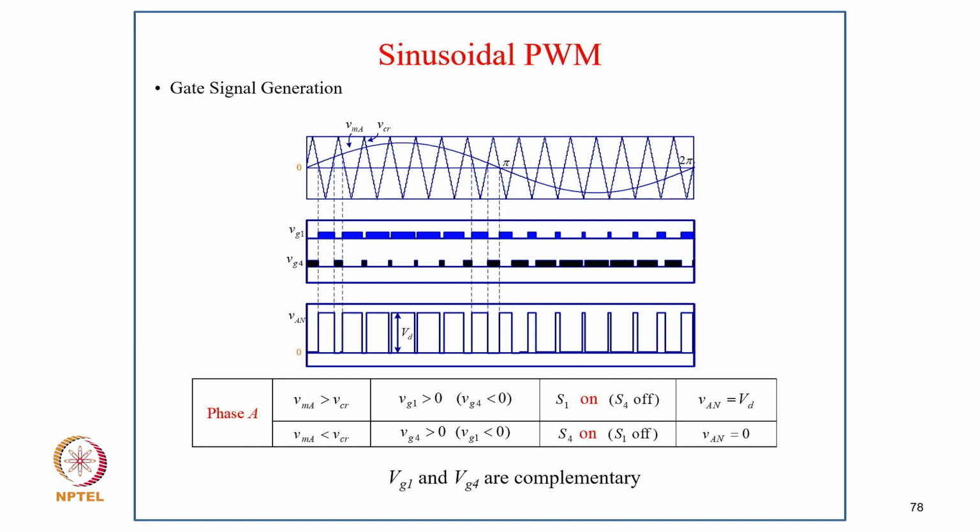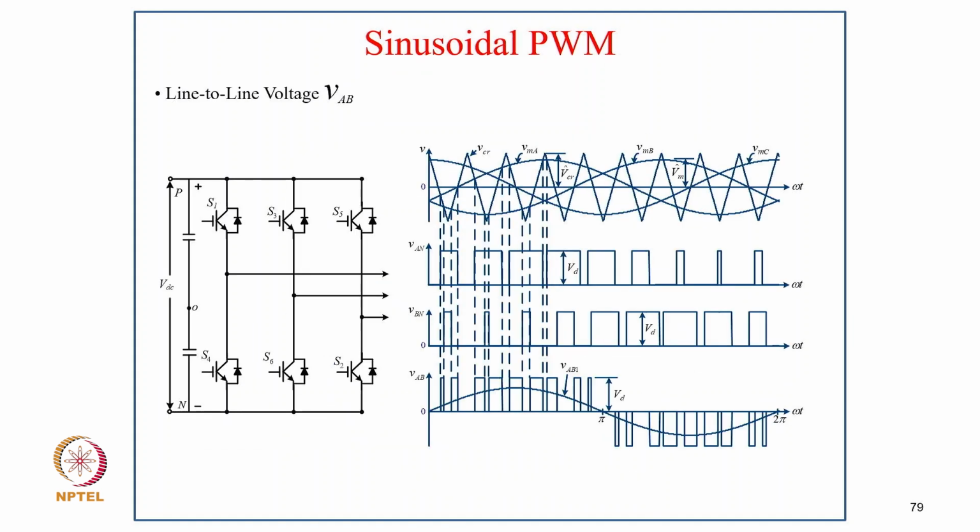You can say VG1 and VG4 for the A phase leg, and what is VAN, the voltage of the A phase with respect to the midpoint of the DC link. Typically in phase A, the two devices are on, and the equivalent voltage VAN equals VDC by 2 or 0. So now coming to the line to line voltage VAB.